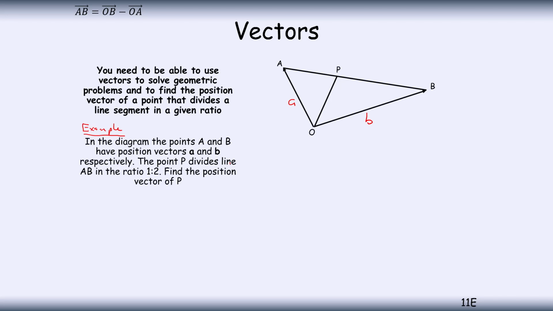Then the point P divides the line AB in the ratio 1 to 2. So that's AB, it's divided into the ratio of 1 to 2. This is smaller, so this is 1, and this section is 2. Which means altogether AB is 3 sections. One section being here, so 1/3 of AB is here, and then 2/3 of AB is here.